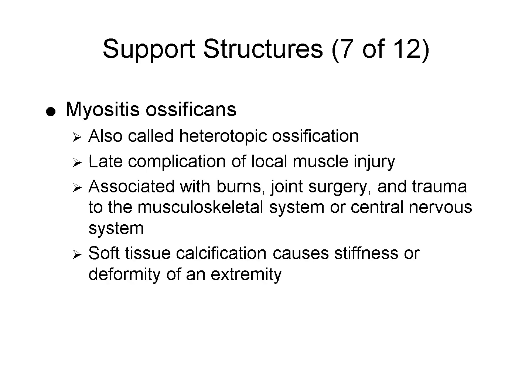Myositis ossificans, or heterotopic ossification, is a rare complication of muscle injury where bone forms within soft tissue. It is often associated with burns, orthopedic surgery, or trauma, especially in young athletes. The affected limb may become stiff and deformed due to this abnormal calcification. Imaging and rest are key to diagnosis and management.